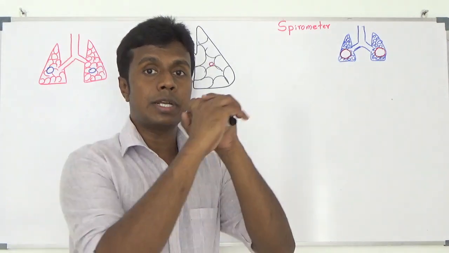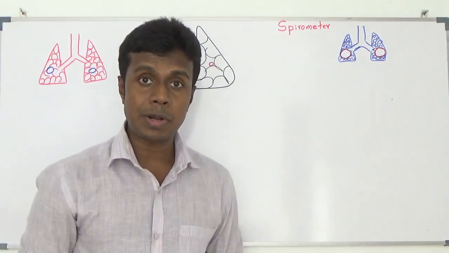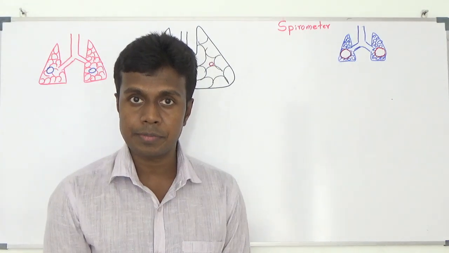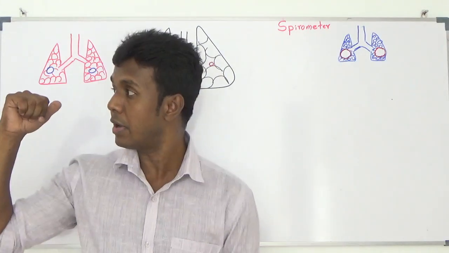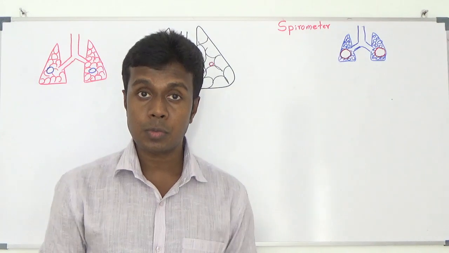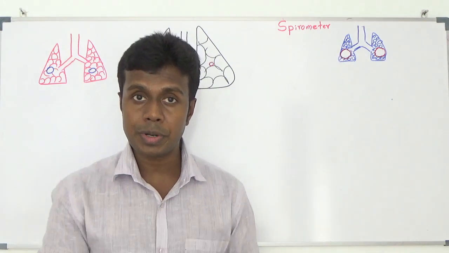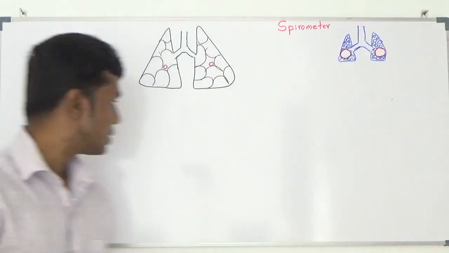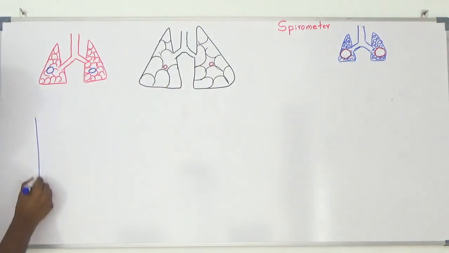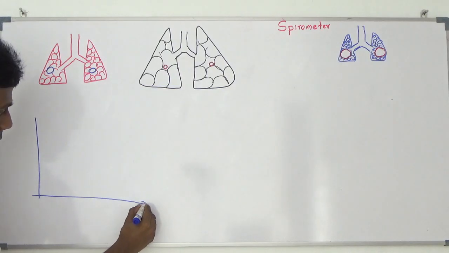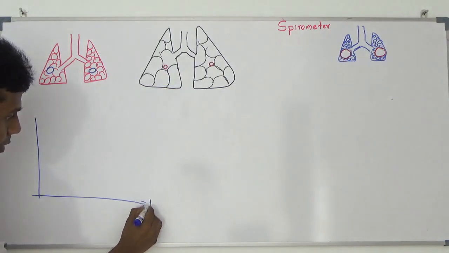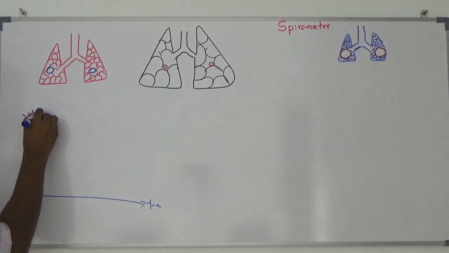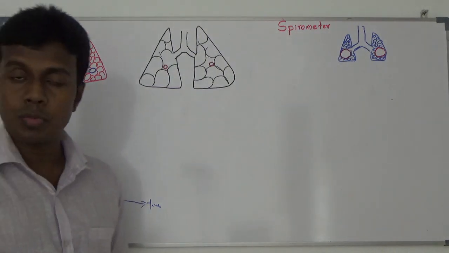I am going to expire into that gadget which can simultaneously measure the volume of expiration and time. This red one is my lung. I am going to measure the spirometer value for my red lung first. So this axis is time, x-axis is time, this axis is volume. Initially zero volume is there.